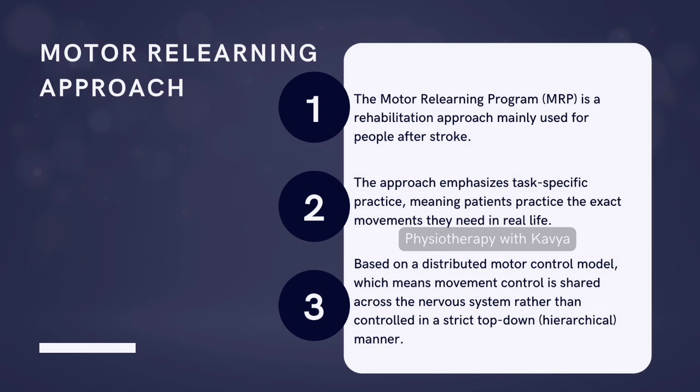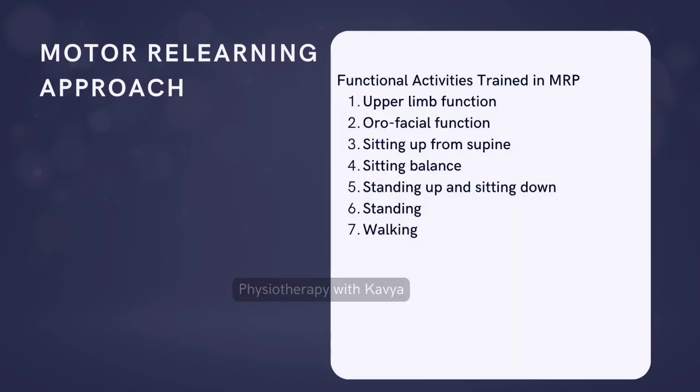So, a question for you: which approach uses hierarchical manner? Comment down below. So, the functional activities that we focus on in motor relearning approach are upper limb function, orofacial function, sitting up from supine, sitting balance, standing up and sitting down, standing, and walking.